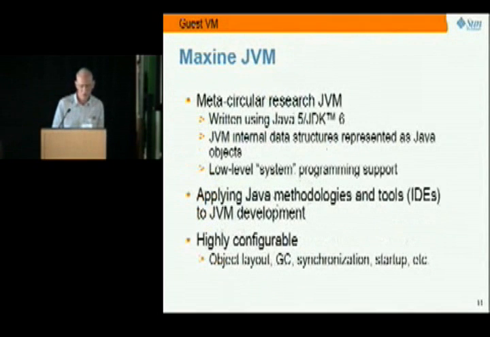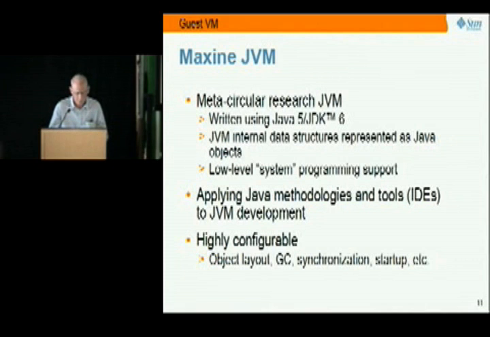So let's move on to Maxine, this new JVM. This is written in Java, therefore it's meta-circular in the sense that it uses its own facilities to implement itself. Everything in the VM is represented as a Java object. So all the data structures that you access are all represented as Java objects. But there is low-level system programming support.